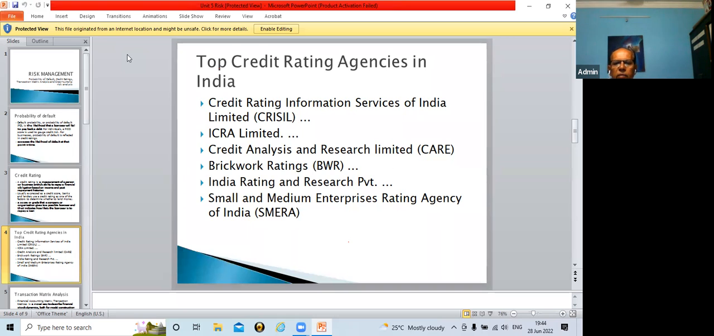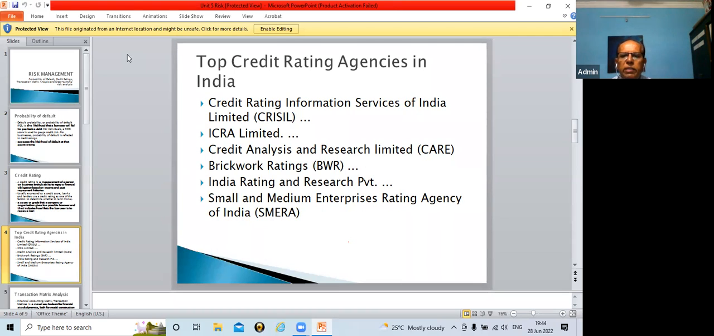CRISIL or ICRA will not force you to make an investment. They will just give you the signal. This is the rating. Now you decide whether to invest in this company or not. It is your decision. Credit rating agencies will not force you. Please do remember. And if a credit rating agency has given a symbol, say AAA, then it indicates that the company is very safe. There is the highest safety. Normally people want to make sure that the company is safe for investment. If there is AAA, definitely people will invest in such a company.